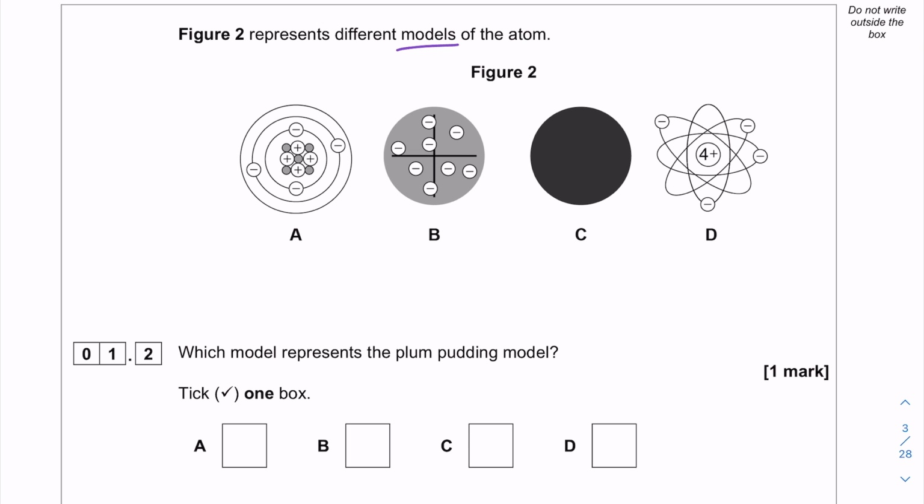So the plum pudding model had the sponge, which was made up of positive charge, embedded with plums, which were supposed to be negative. So it looked like this. So which of these models matches up here? It is B.